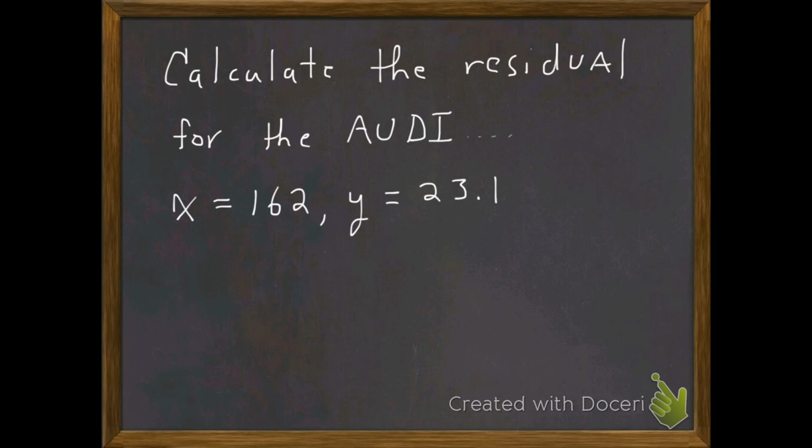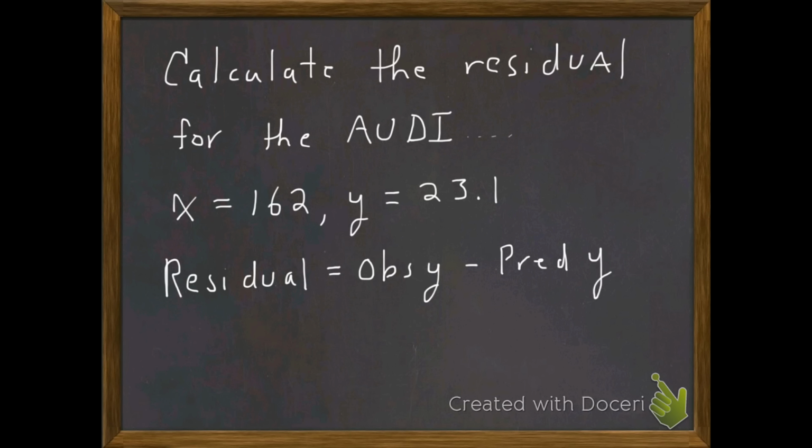So therefore, to calculate the residual, we're going to take our observed Y minus our predicted Y. Well guys, it's pretty cool when you get down to something that just requires a simple subtraction. It's all about knowing what to put in the two parts. As I said before, our observed Y is what we collected when we took our measurements. And the observed Y for the Audi is 23.1. Again, the observed Y is always going to be the Y value that we have in our data set.